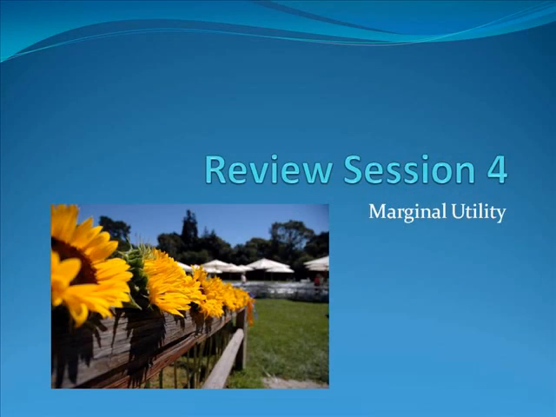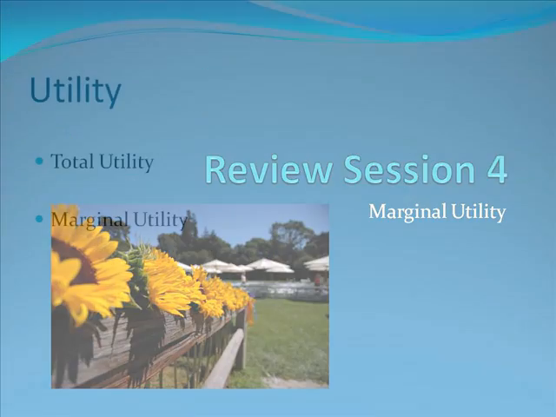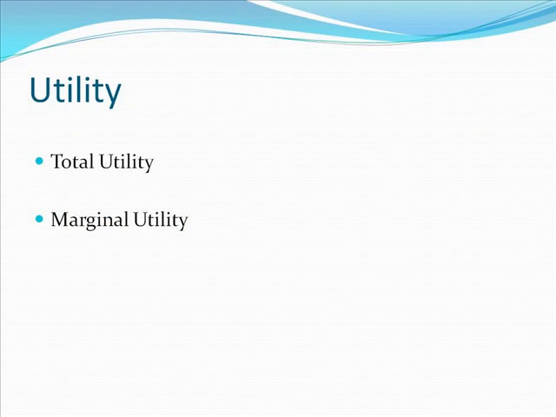Review session for marginal utility. The three definitions you have to get down are utility, total utility, and marginal utility. So remember that utility is satisfaction for a consumer. Total utility is the total satisfaction a consumer gets from consuming a good. And marginal utility, the key word there is extra. So it's the extra satisfaction that a person gets from consuming one additional unit of a good.